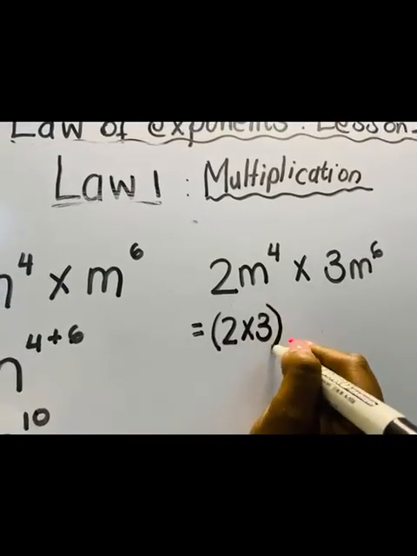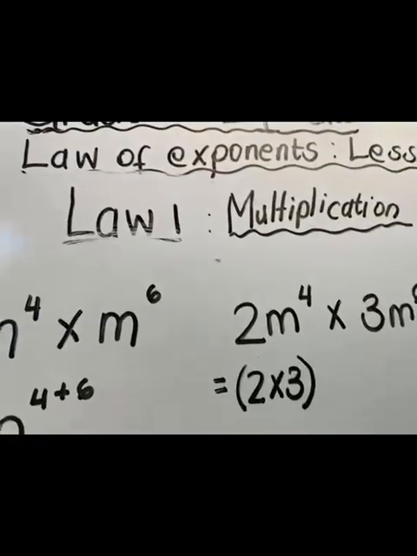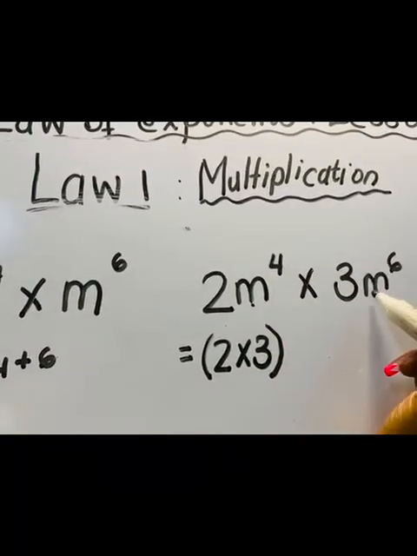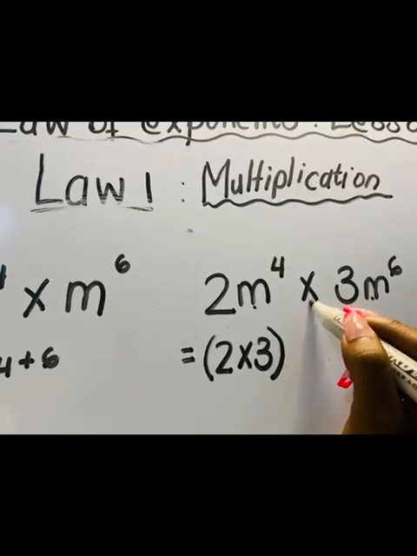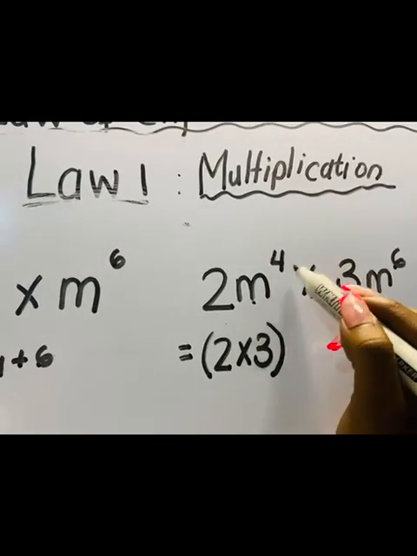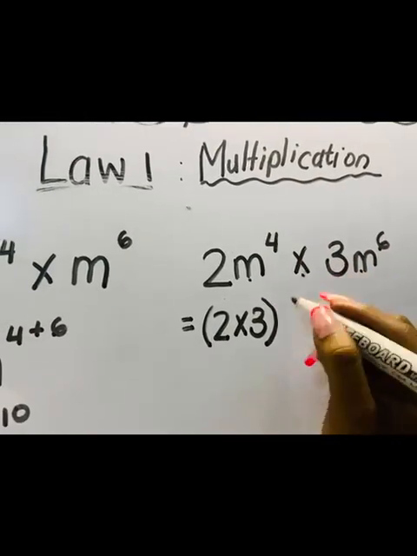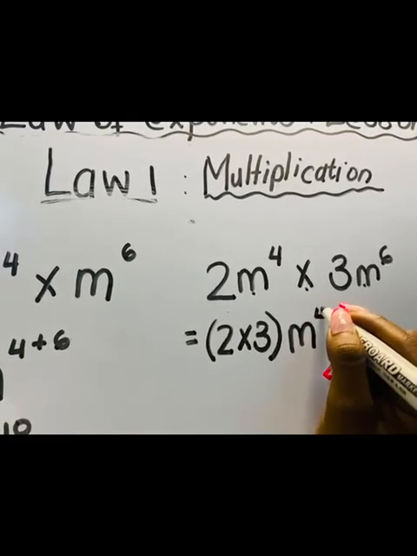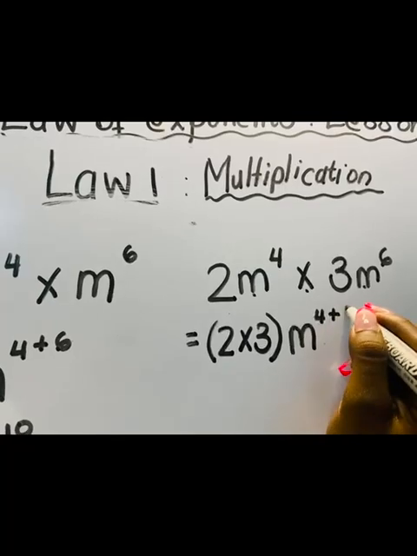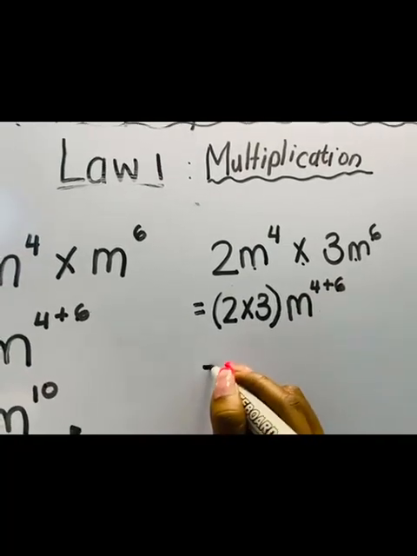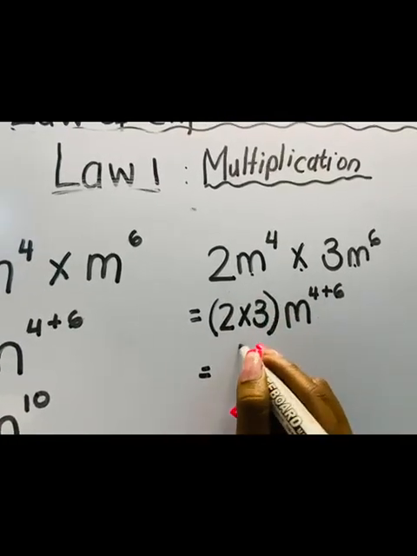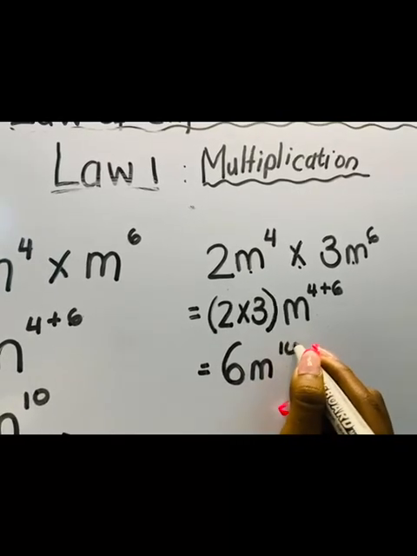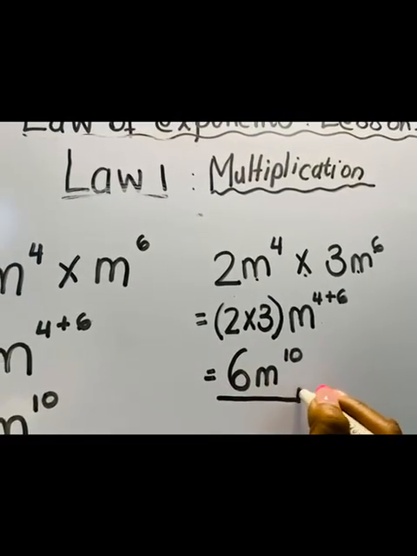So we first take our coefficients. Then we go back to the rule that says when you have bases that are the same and you are multiplying, it means that you're going to take your exponents and you're going to add them. So now you have m to the power of 4 plus 6. Right. So let's solve this. We have 6m to the power of 10. And this is our answer.